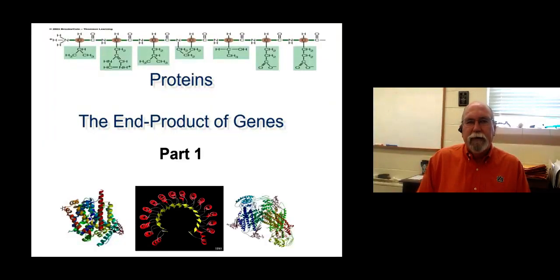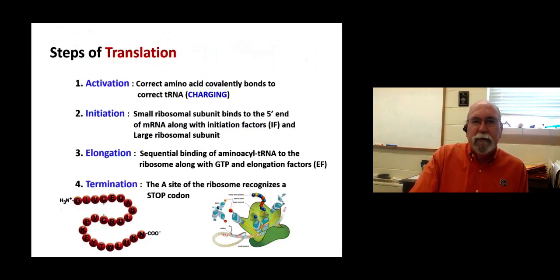Okay, we finally have made our way through the transcription process as well as the translation process, and we're finally down to proteins. What actually are proteins? You can remember that we said during the translation process there were a series of steps, and at the end of those steps, after termination, what you had was a string of amino acids, right? That's the end product of translation itself.